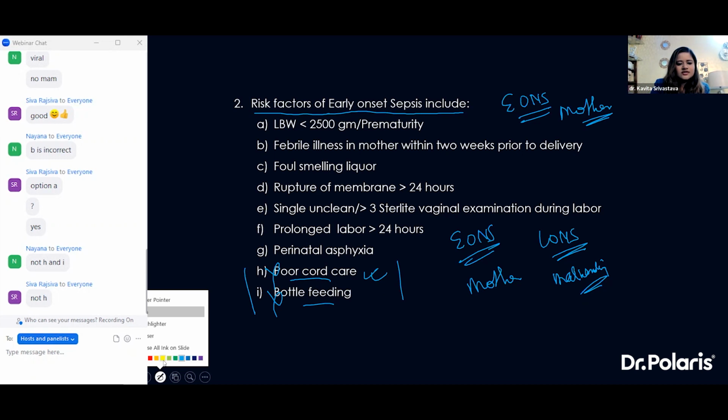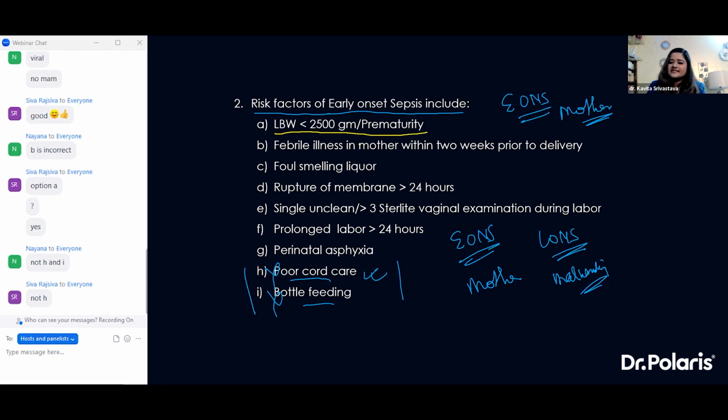the other important causes which can result in early onset sepsis. Now, if the birth weight of the baby is less than 2.5 kg, it itself is a risk factor. So LBW babies are always at risk of developing neonatal sepsis. Even if the handling is proper, they might develop neonatal sepsis with minute problems. Prematurity: a premature baby is very prone to develop neonatal sepsis. So early delivery and low birth weight, two of these are very, very important risk factors.